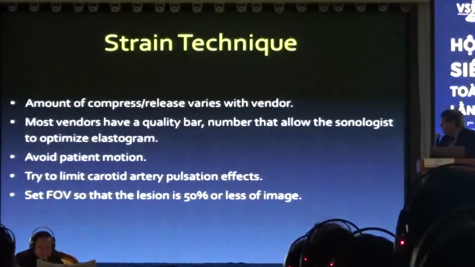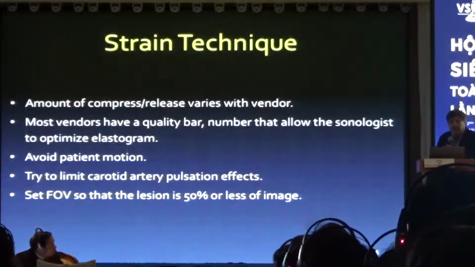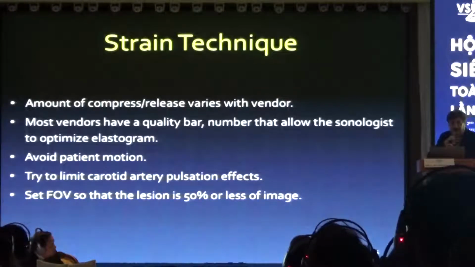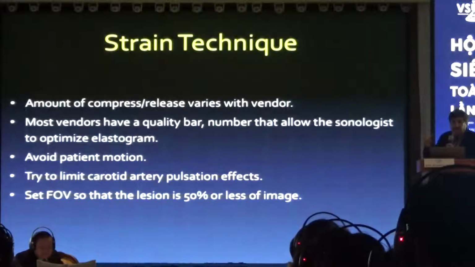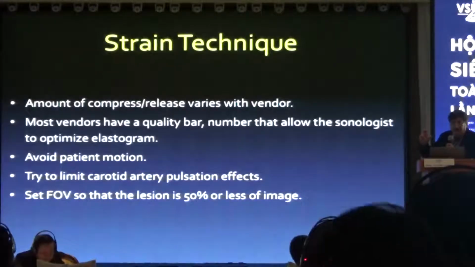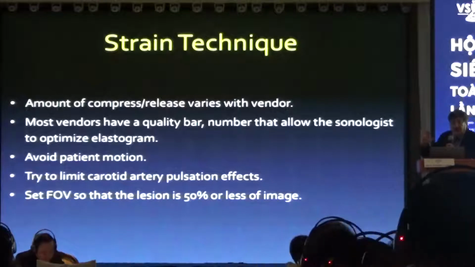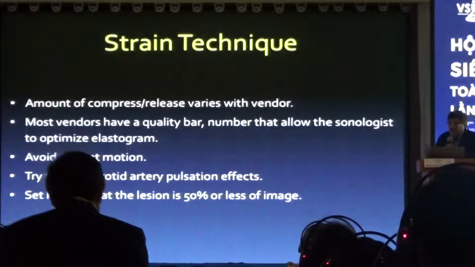Going over technique for strain, the amount of compression and release again varies with vendor. It's very hard to do in the thyroid because the neck is curved and the probe is flat. So you need to apply the same amount of pressure across the probe. You can't put one end with more pressure and the other end with less pressure because now you're causing changes in the stiffness between one side of the probe and the other. So it's very challenging. And another problem is the carotid artery. As the carotid artery pulses, it's actually changing the stiffness of the thyroid. So you want to avoid patient motion.